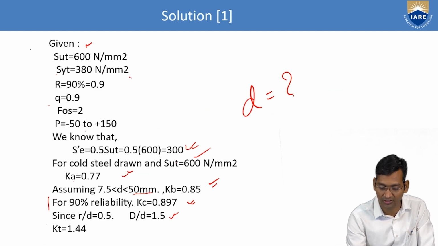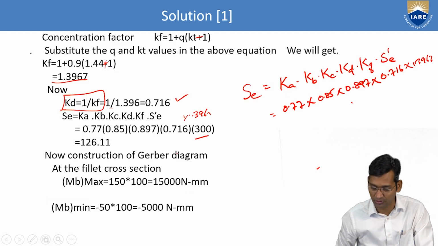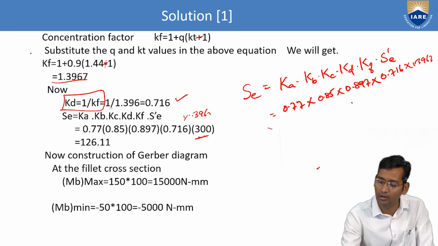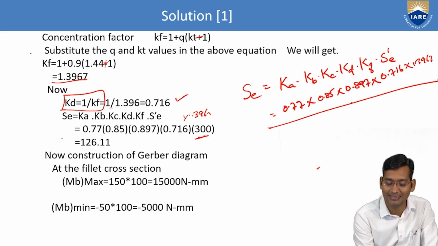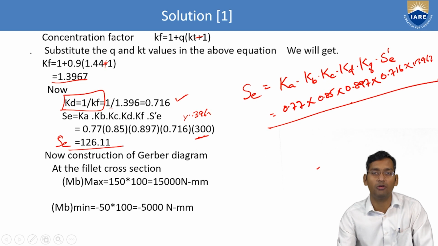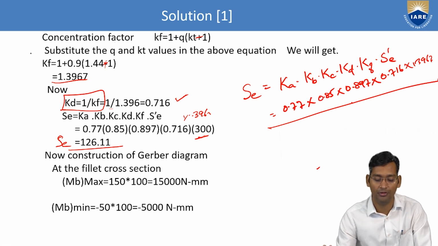And then S dash e, how much did we get? Just here, S dash e is 300. Just put the value 300. Multiply all, what will you get? Se equals 126.11. So now we have Se.